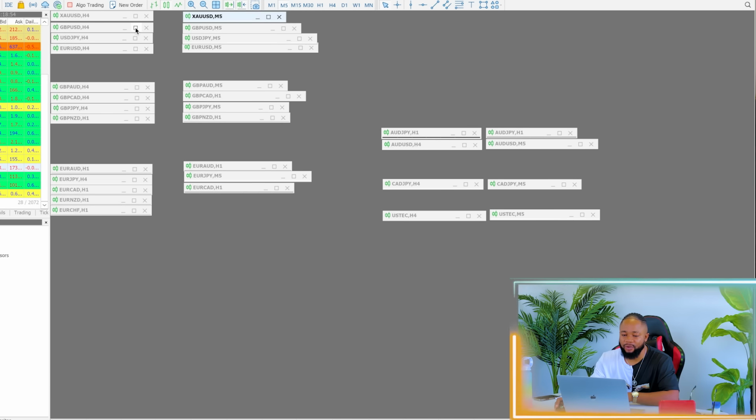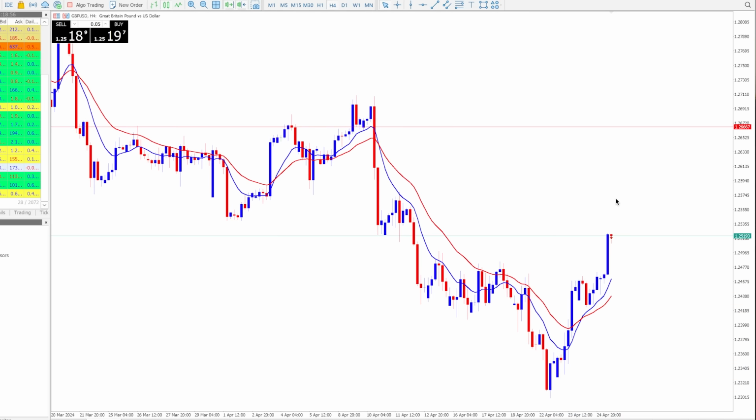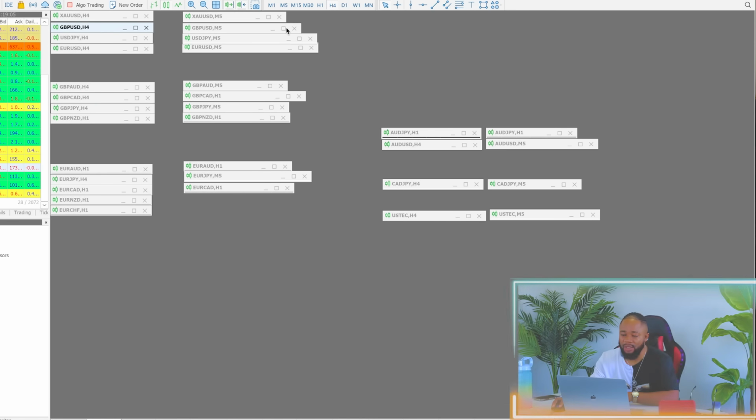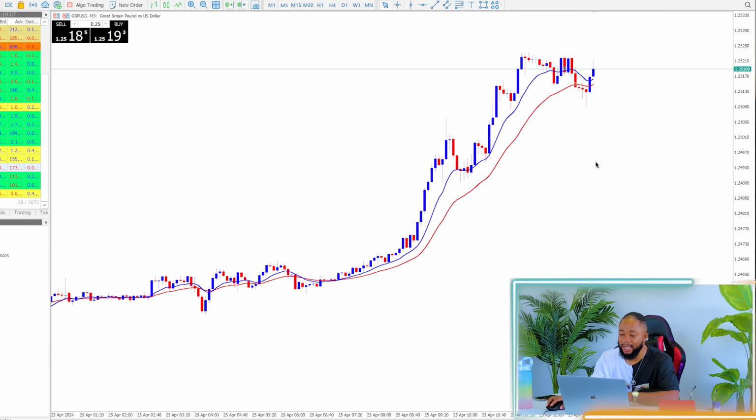Then on Great Britain Pound USD, it was actually a loss. On the high time frame, it's actually buying. On the lower time frame, we are looking for the same thing. It has to be buying on the lower time frame. So we just quickly open this. On the lower time frame, it has to be buying. Boom. So you can see we got out here.